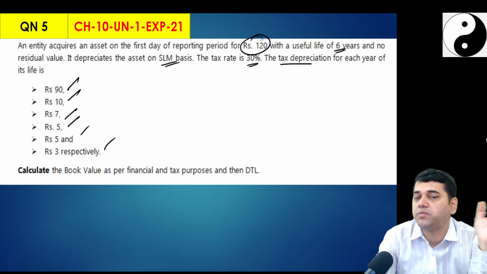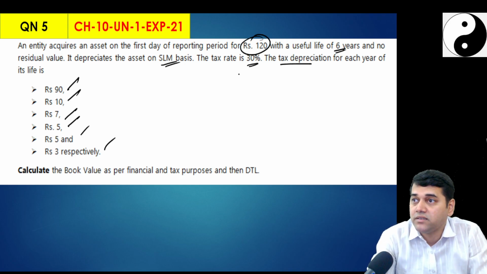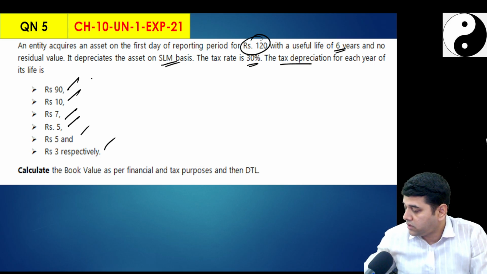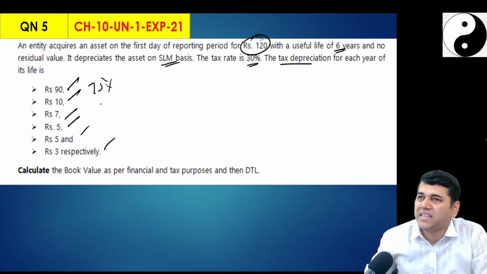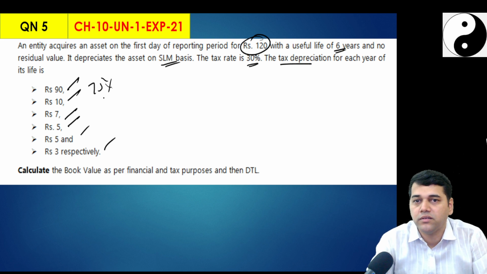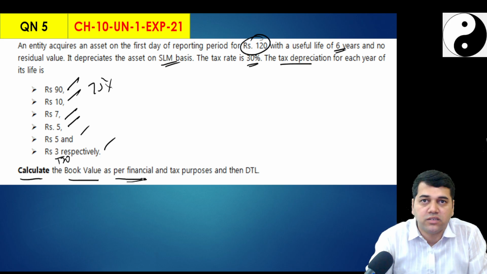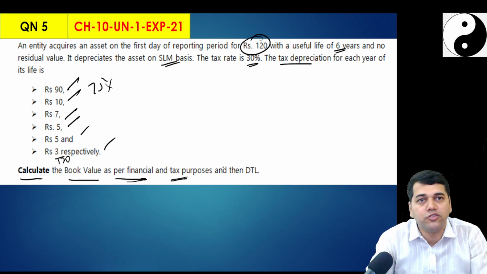So they only gave you the tax depreciation. Tax means how much is permitted in income tax. This is tax rate. How much depreciation is given against this 120? Okay, did they give you full? In the first year they give you full 75%, I think, correct, no? 90 divided by 120, 75% deduction they give in the first year. And then they give some different percentage. So eventually over a period you claimed 120. Now calculate the book value as per financial statements. Very easy job. And tax purposes, that is also a very easy job. And then deferred tax liability.